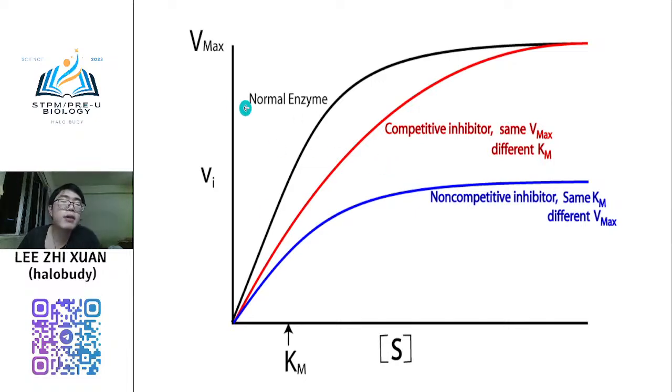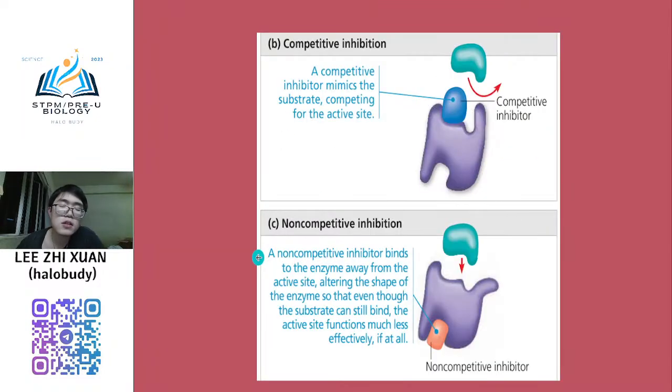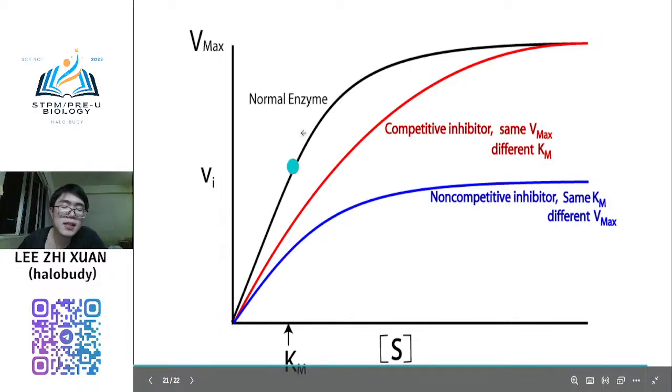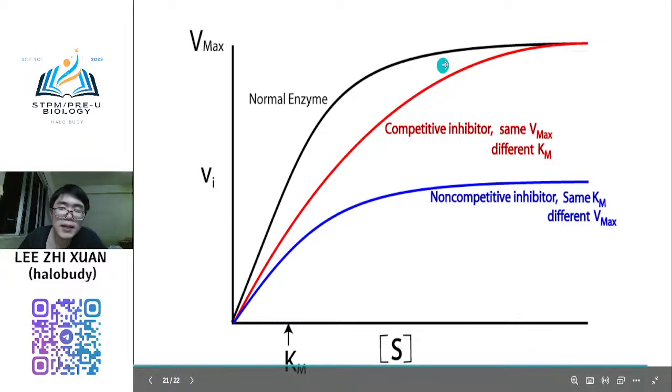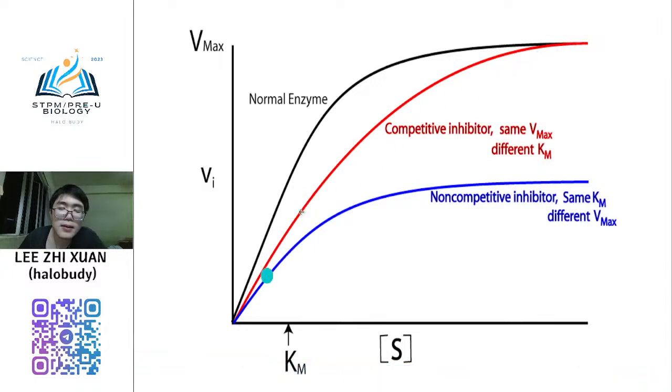Okay. Anyway, normally if you see here, in this Michaelis-Menten graph, this black line is the normal enzymatic reaction. This is the normal one. When a competitive inhibitor is present in the reaction, you find that your graph will be like this. Like this. What are their differences? What is the difference compared with this one?